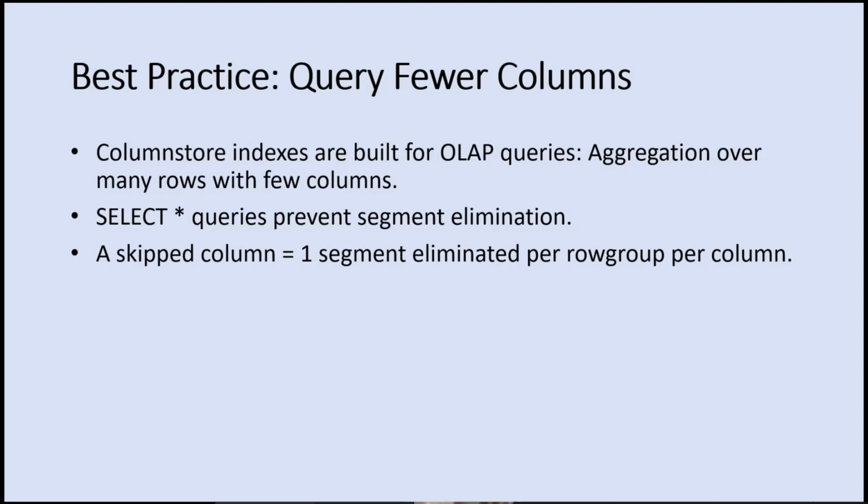So it's the best practice more than ever to query the columns you need. Don't select star, don't select extra columns. Skip any column you can, because every skipped column is one more segment you don't have to read for every row group you have. If you have 1,000 row groups, that means you skip 1,000 segments. If you have 1,000,000 row groups, you skip 1,000,000 segments, automatically 1 per column. Huge, huge deal. So query just the columns you need and nothing more.